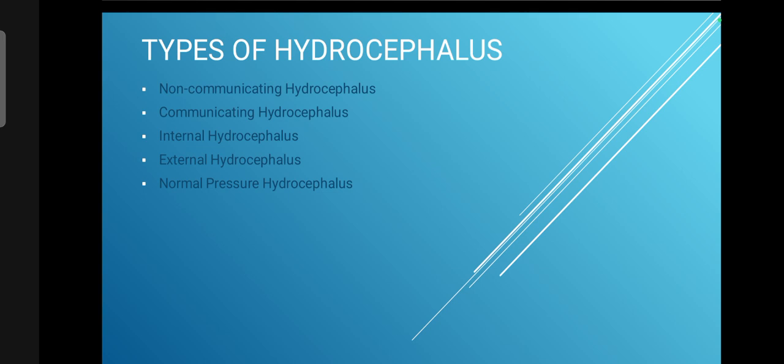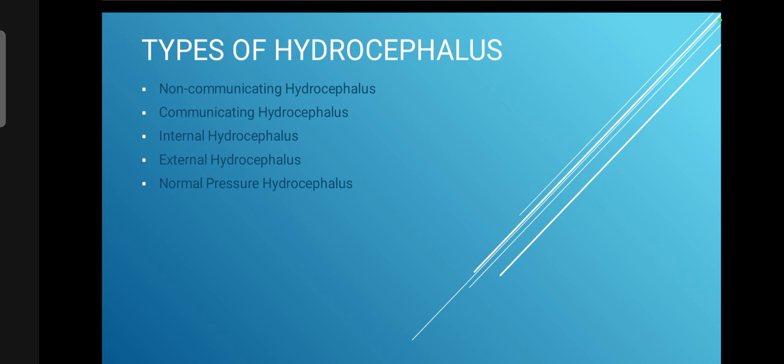Next, communicating hydrocephalus. What is communicating hydrocephalus? In communicating hydrocephalus, the obstruction of CSF flow is in the subarachnoid space, leading to thickening of the arachnoid matter. This thickening causes blockage of the return flow channels.